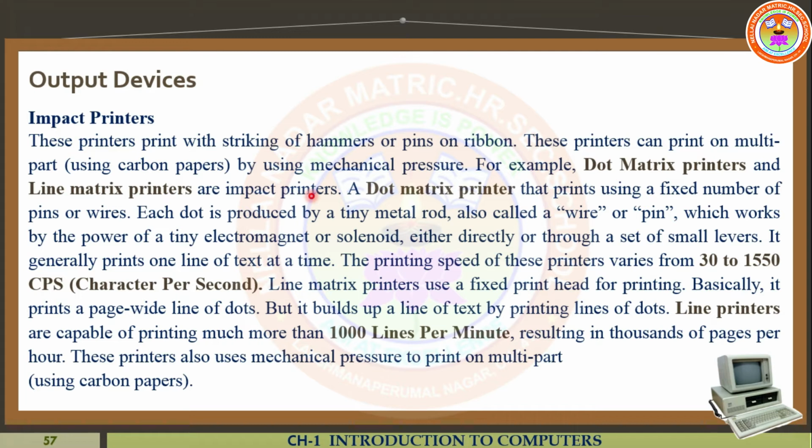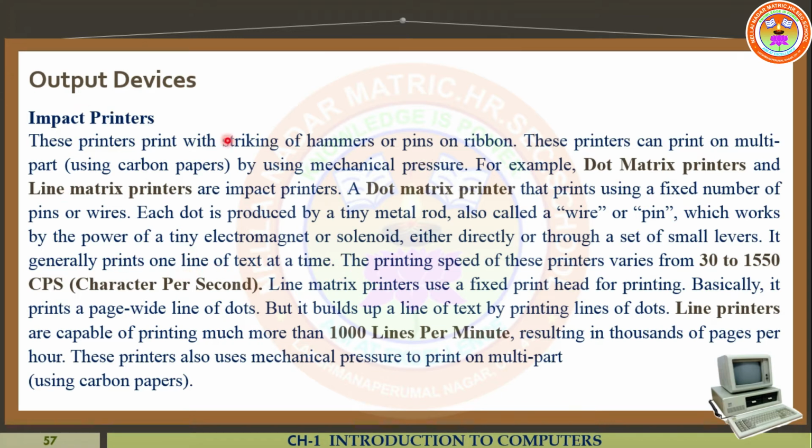First of all, we'll see them one by one. A dot matrix printer prints using a fixed number of pins or wires. Each dot is produced by a tiny metal rod, called a wire or pin. It works by the power of a tiny electromagnet or solenoid, either directly or through a set of small levers. It generally prints one line of text at a time. At a time, it prints only one line of text.